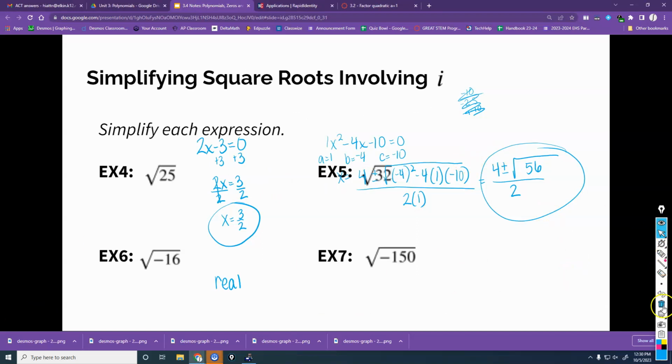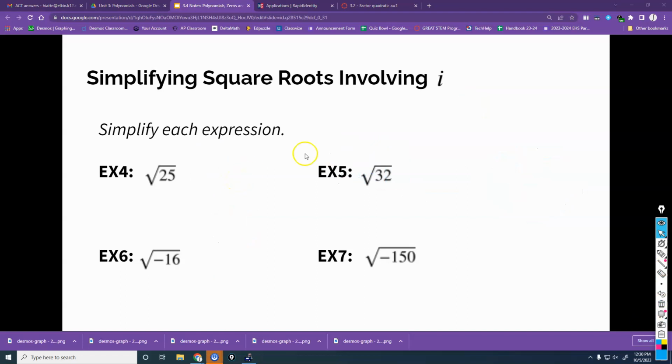All right, let's do a little bit of review here. And maybe something new depending on whether or not you've seen 6 or 7 before. So, 4 should be definitely a review. What is the square root of 25? It's 5. 5 times 5 gives us 25, so the square root of 25 is 5. We got that. All right, what about the square root of 32?